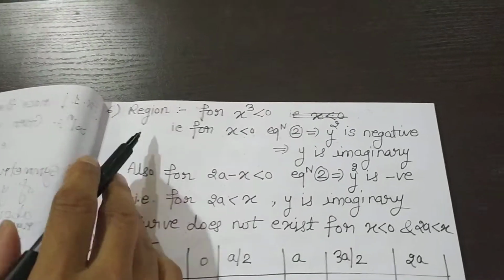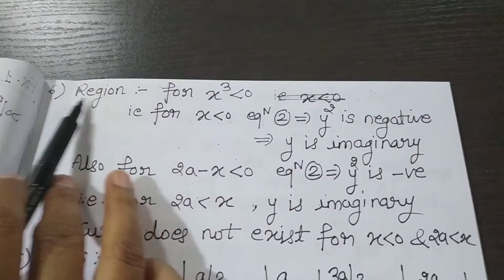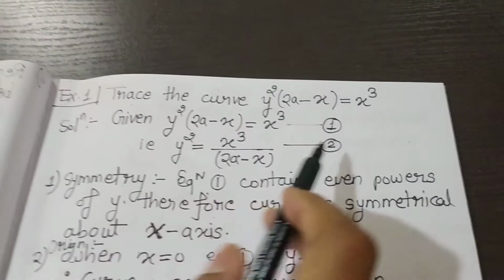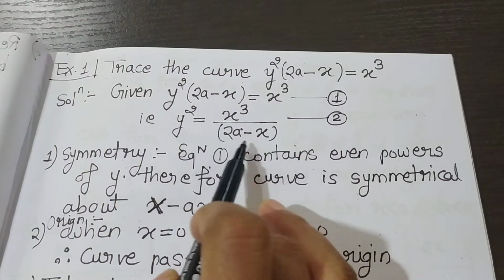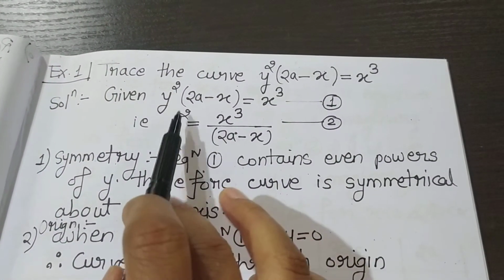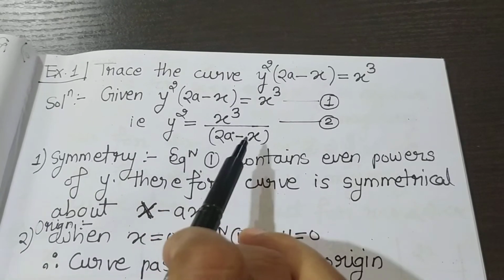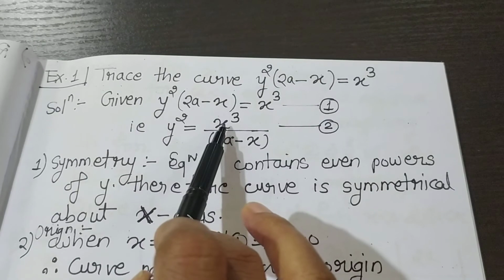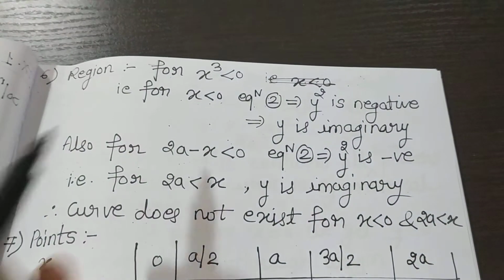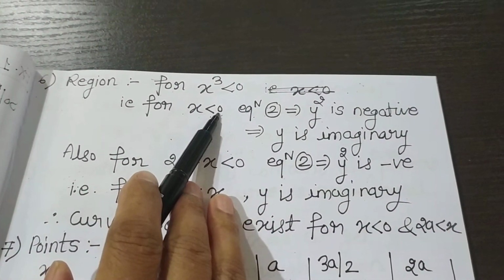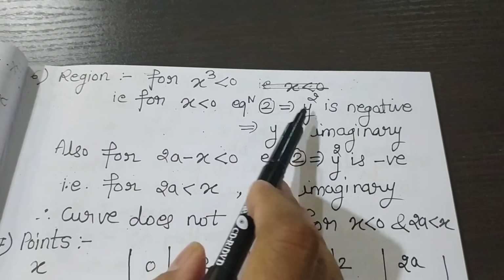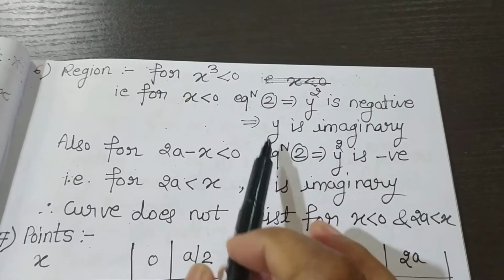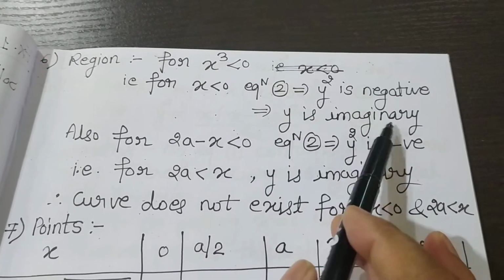Now the next point is region of existence. For this, we find from equation 2 the points for which y square comes out to be negative. Let us take them one by one. Let us try to make x cube negative. So x cube negative implies x less than 0. Therefore equation 2 implies y square is negative, so y is imaginary.